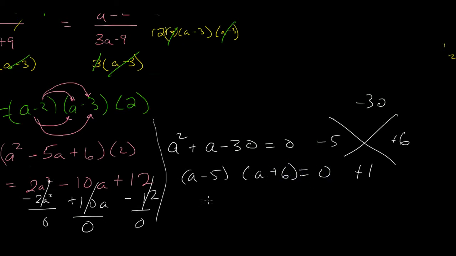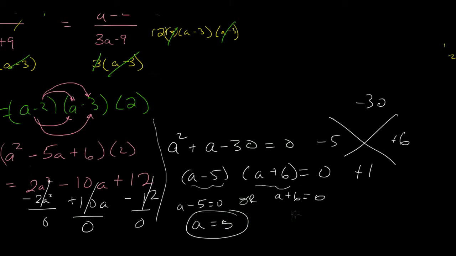So my factors are, remember the zero product principle means that either this number or this number is 0. So a minus 5 is 0 or a plus 6 is 0. This implies that a is equal to 5, and this implies that a is equal to negative 6. And we are done.